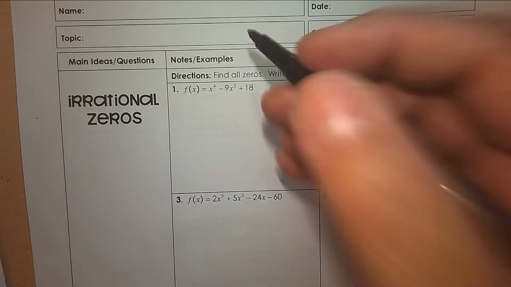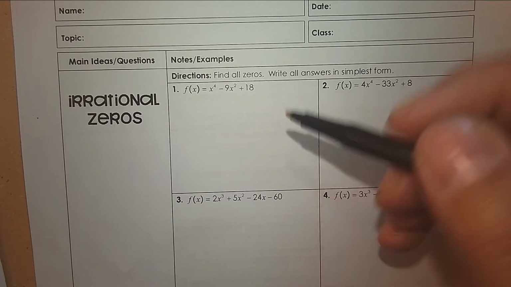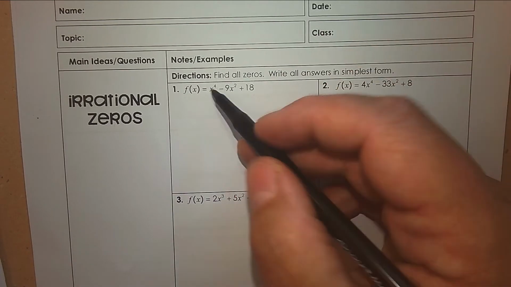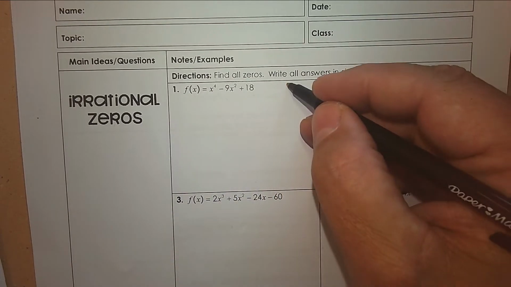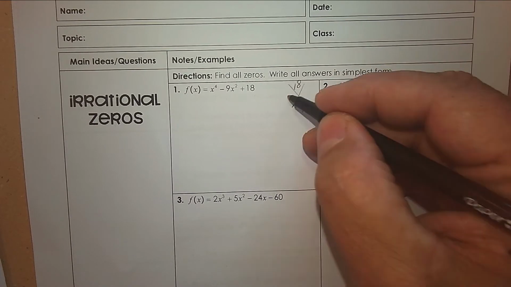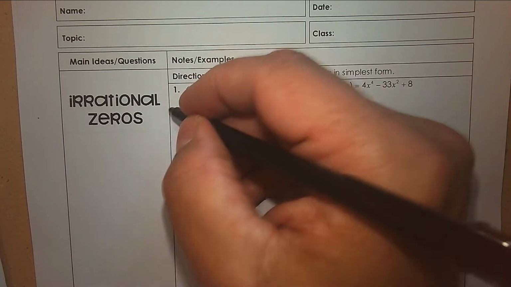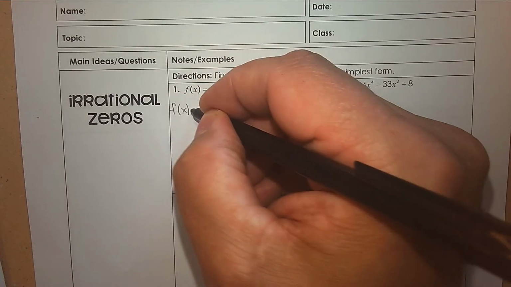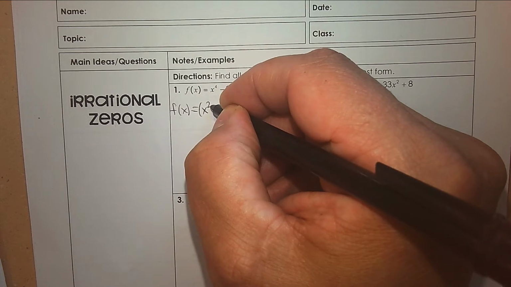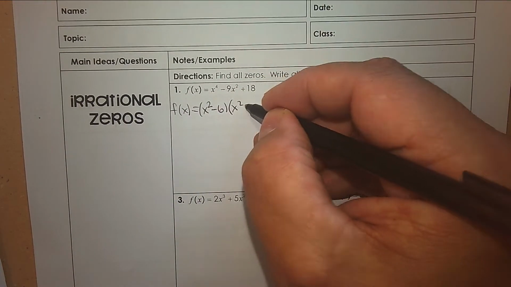So in number one, how I'm going to do this is I'm going to factor it. Think of this as a trinomial. What two numbers multiply to 18 and add to negative 9? So it's negative 6 and negative 3. So I have f of x equals (x squared minus 6)(x squared minus 3).